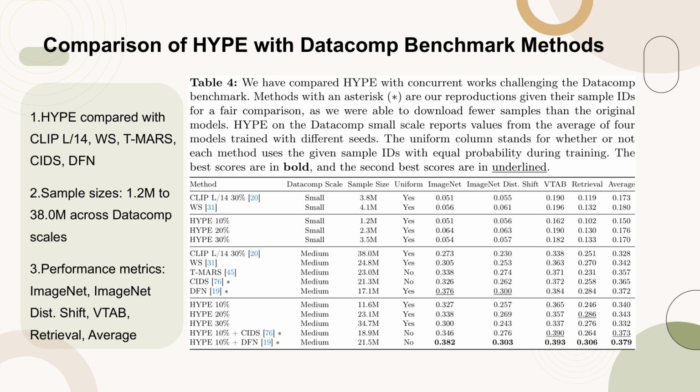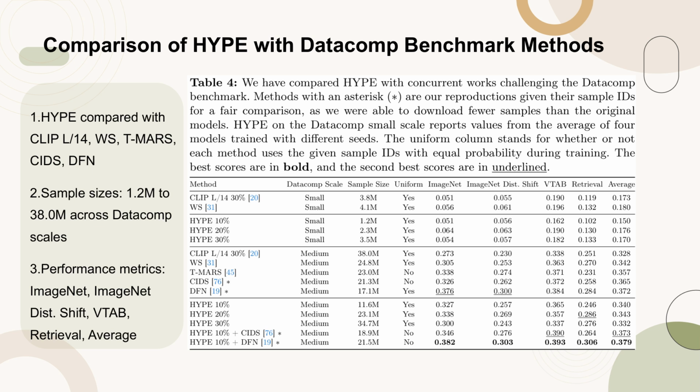Table 4 presents a comprehensive comparison of the hyperbolic entailment filtering for underspecified images and texts, HYPE, method against concurrent works that challenge the DataComp benchmark. The table includes methods such as CLIP-L/14, WS, T-MARS, CiDS, and DFN, with HYPE being evaluated at different sample sizes ranging from 1.2 million to 38 million across DataComp's small and medium scales.